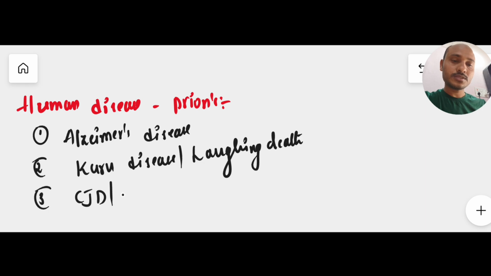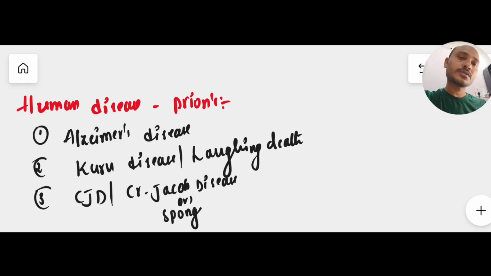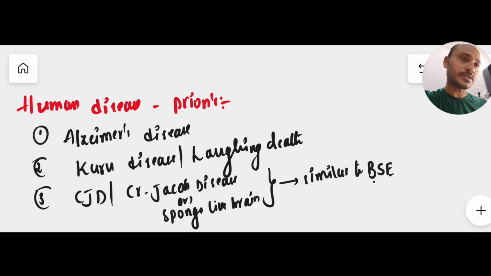And one more very important human disease by prions is CJD, which means Creutzfeldt-Jakob disease. This disease is also called sponge-like brain, and it is similar to BSE, bovine spongiform encephalopathy in cattle. In cattle, BSE is also called mad cow disease. Mad cow disease occurs in cattle, but Creutzfeldt-Jakob disease occurs in human beings, meaning CJD and BSE are similar.